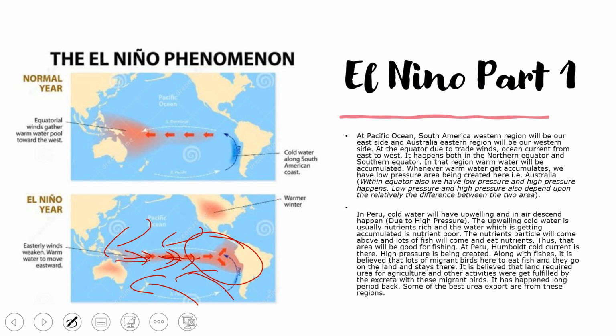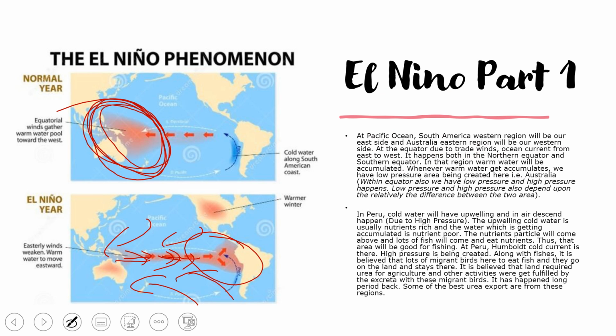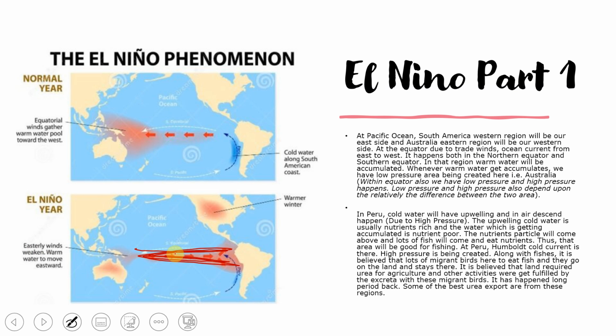Okay, so the trade winds accumulate the warm water in the Australia region in the normal years, but in the El Nino year it happens because of equatorial westerlies. So it gets accumulated more at Peru and spreads throughout the equator. Yes, the Peru area will have more accumulation, but the warm water will be accumulated throughout this region. See, in the normal year it is not spread throughout the region, but in the El Nino condition it is spread throughout this region.